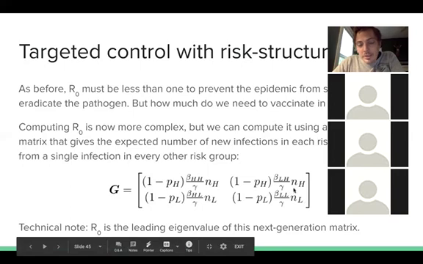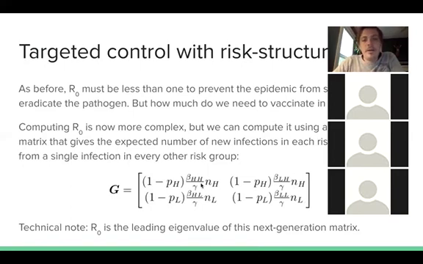And what we can do if we want to compute the overall R naught, sorry, forgot one thing. Since in this case, we're also considering the effect of targeted vaccination, we can also consider the effect of vaccinating a certain proportion of the different risk groups. So 1 minus pH here would be the fraction of the high risk group that we left unvaccinated.